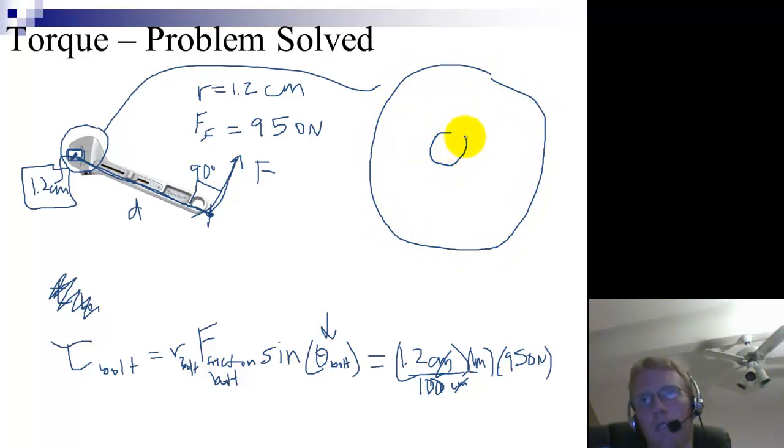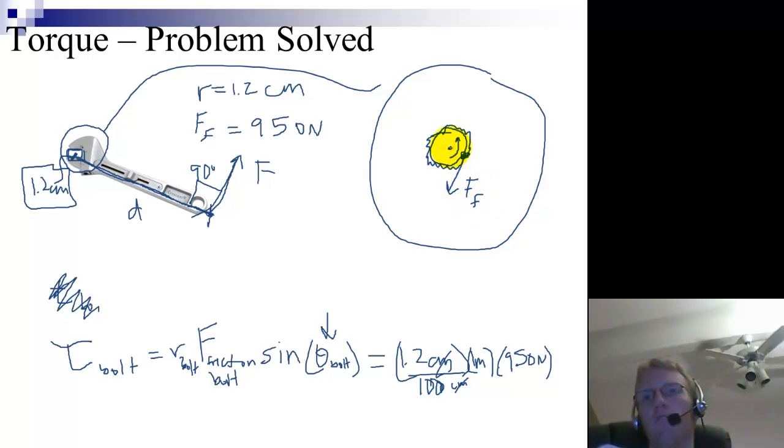Here's your bolt, and here's the edge of whatever it's screwed into. When this thing tries to rotate, friction opposes rotation, or any motion. So if this thing is trying to rotate this way, friction is going to point this way, opposing that. So there's your force of friction.